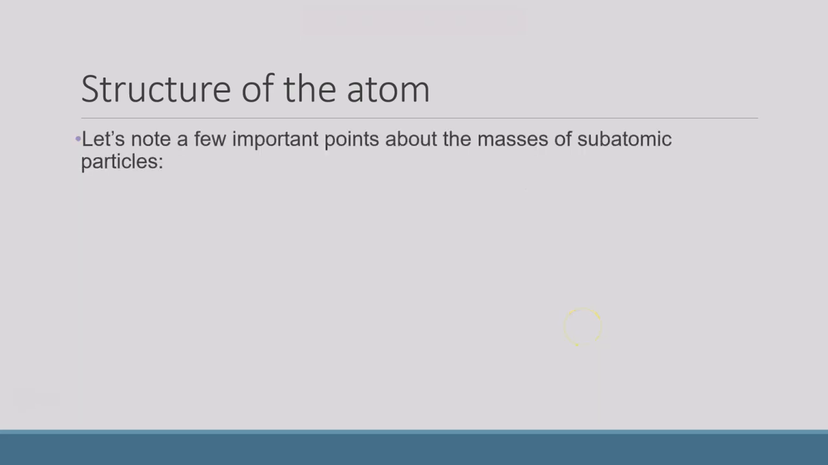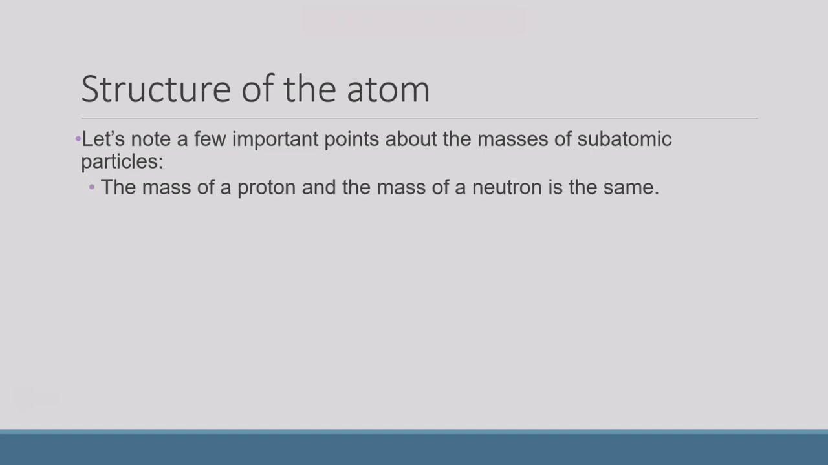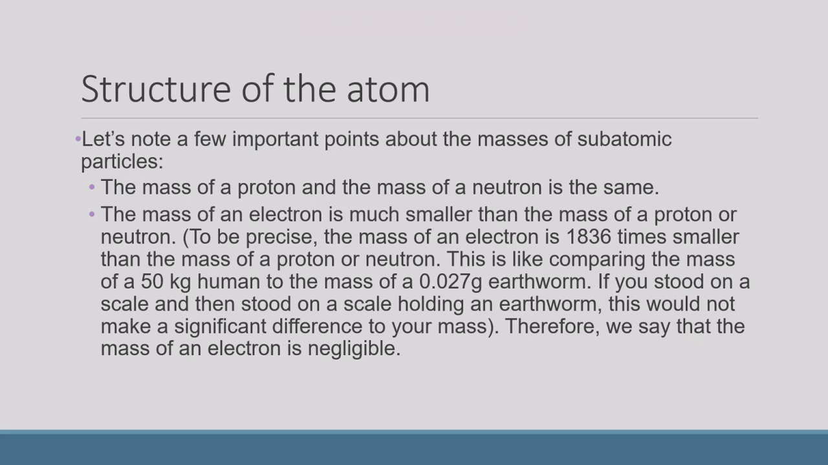Let's note a few important points about the masses of subatomic particles. First of all, the mass of a proton is equal to the mass of a neutron. Secondly, the mass of an electron is so small that we say it is negligible. Just to be precise, and you don't need to know this, the mass of an electron is nearly 2,000 times smaller than the mass of a proton.